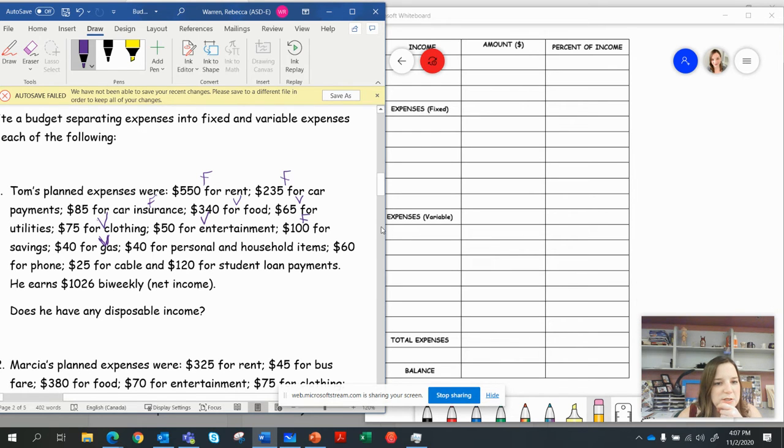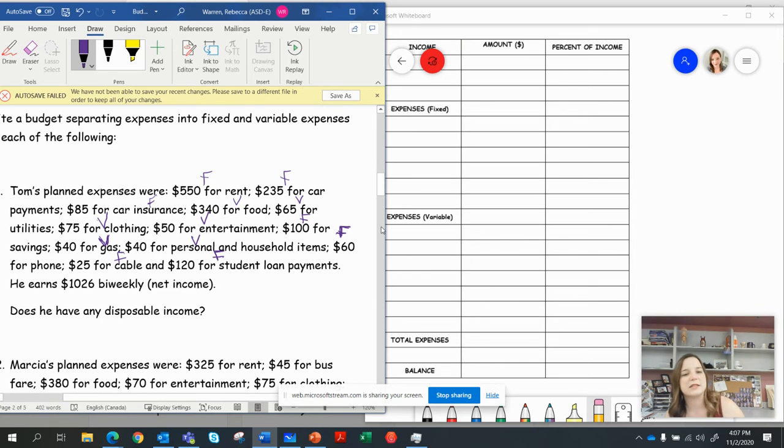So $40 for personal and household items, that is variable. You likely won't spend the same amount on personal items from month to month. $60 for phone, as I explained, that is fixed because it is presumably $60 most months unless you happen to go over your data, but it is still a predictable expense, so $60. $25 for cable. I wish cable was only $25, but that is also a fixed expense. $120 for student loan. I also wish that my student loan payments were only $120, but they are not. Anyway, that is also a fixed expense.